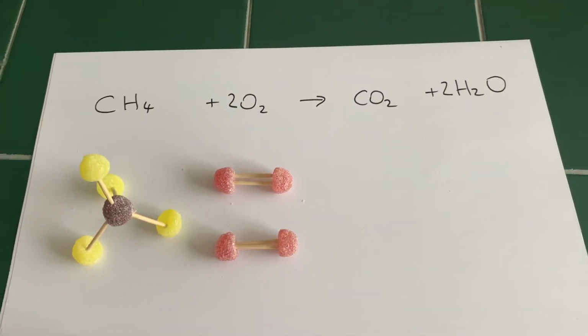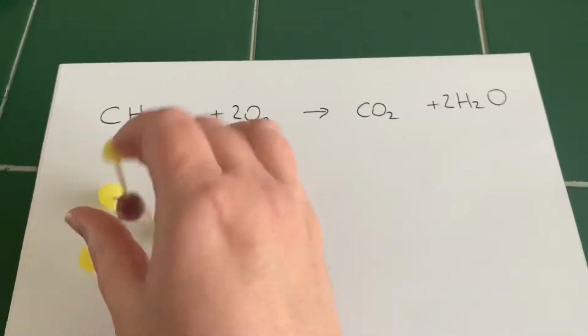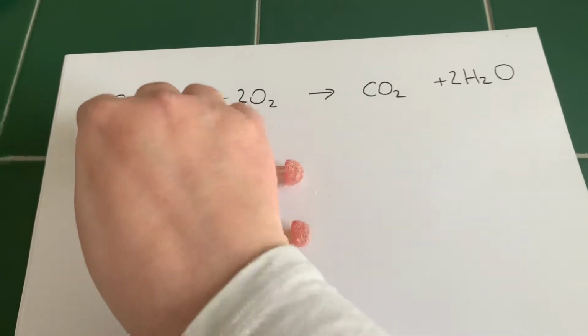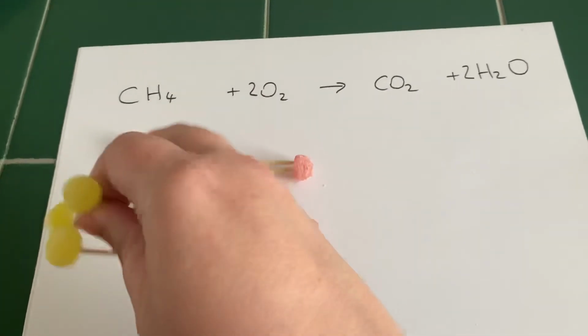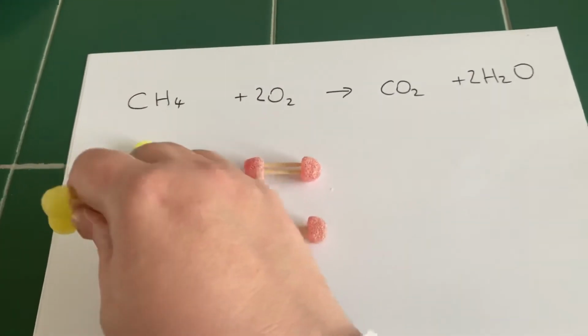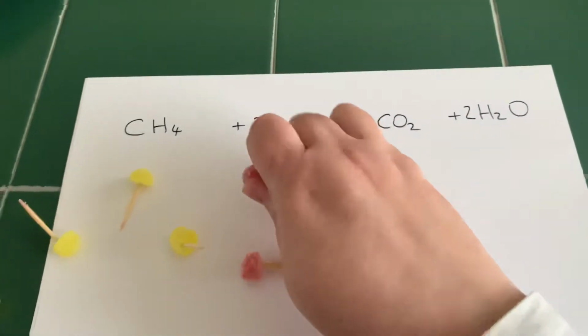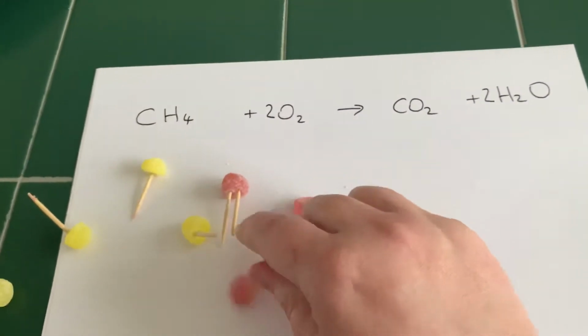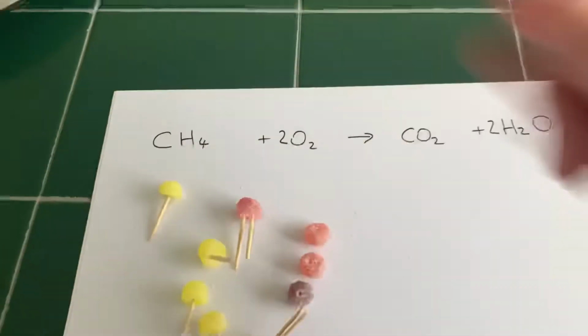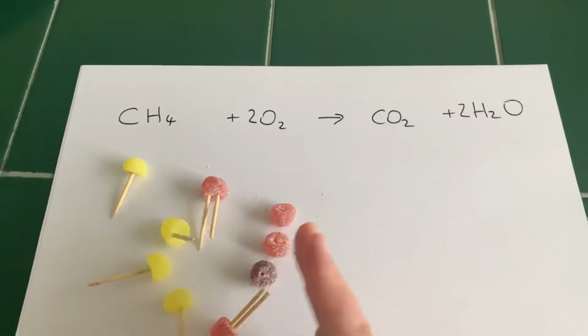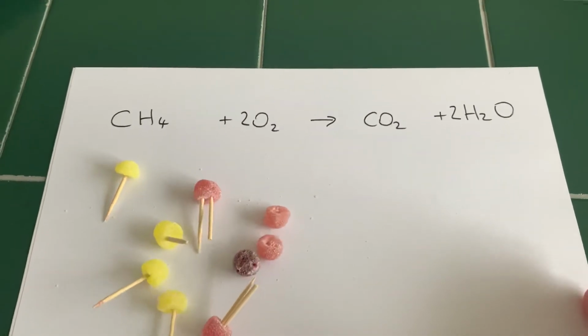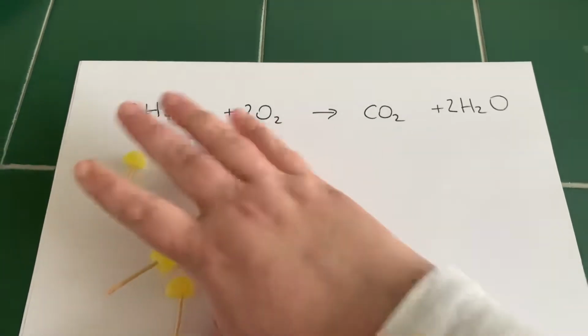So the first thing we need to do is break these bonds. And remember, it takes energy to break these bonds. You'll be able to do this better with two hands. So break the bonds between the atoms in the molecules of the reactants. So there we go, the individual atoms. And then the second thing that happens is that the new bonds form.